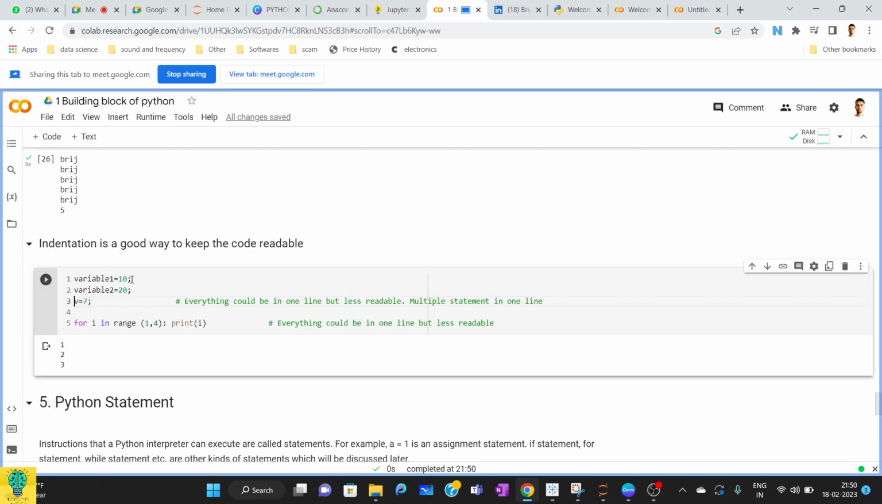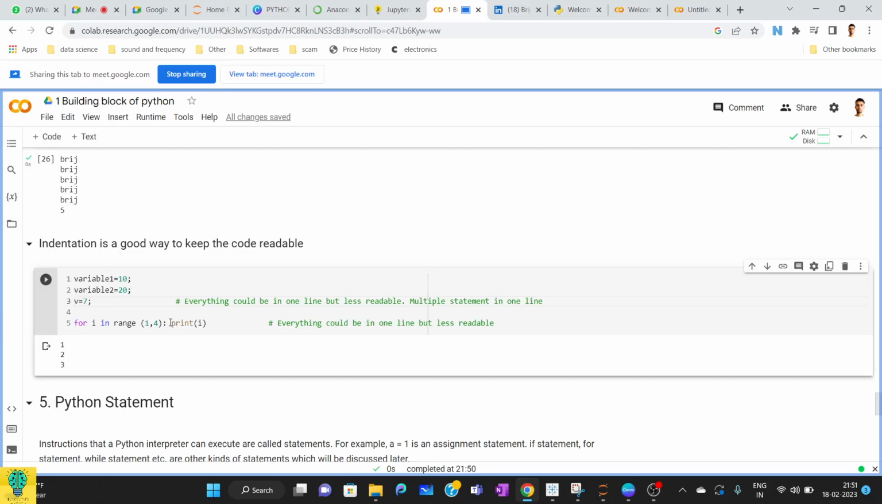Like you get extra marks when you write in good handwriting, and if you write poorly, the teacher gets frustrated and deducts your marks just because of poor handwriting. So this format of writing, indentation, helps you make your code more beautiful and more readable.